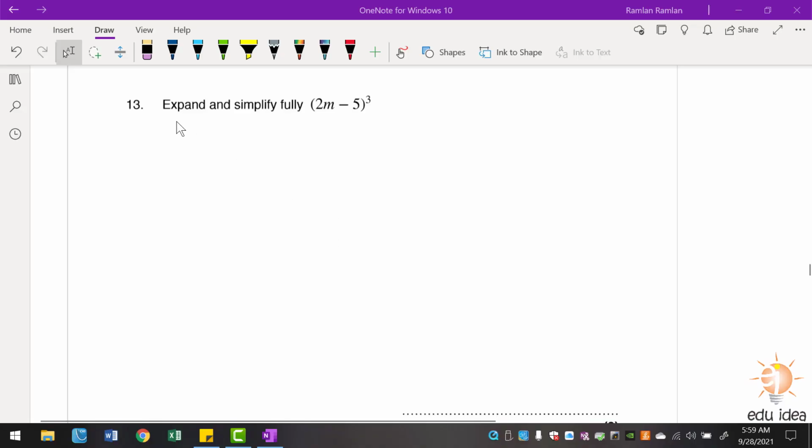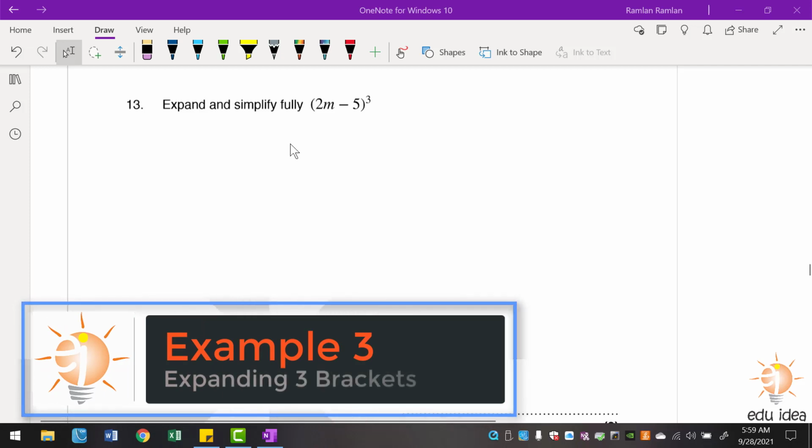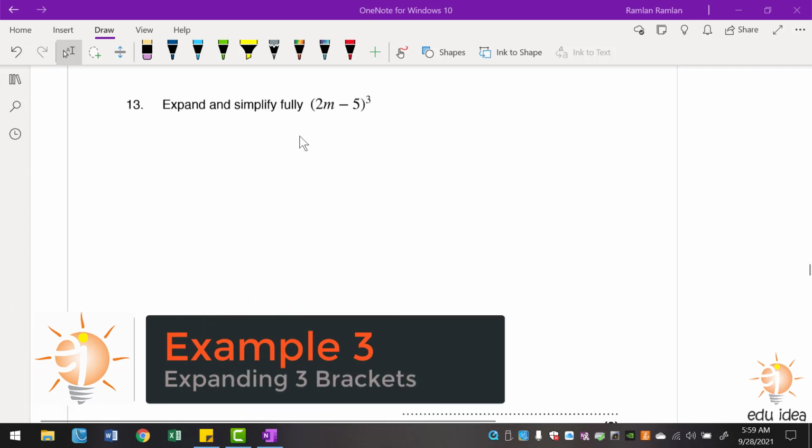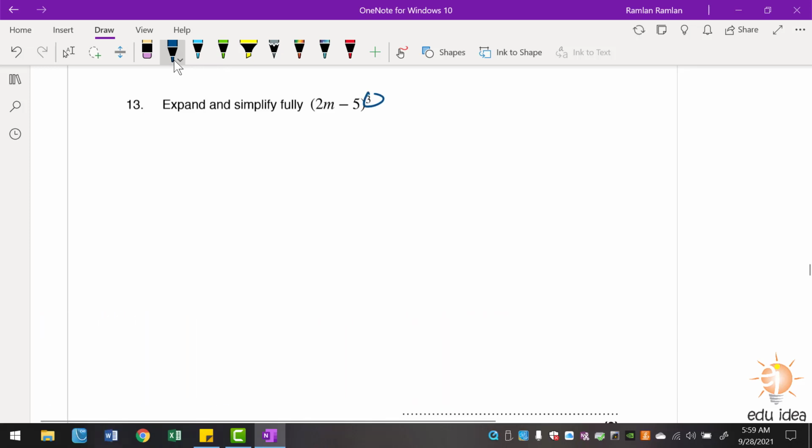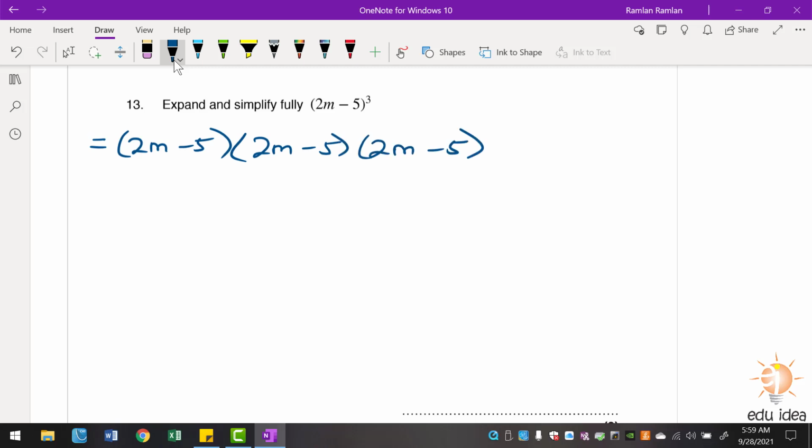Next example: expand and simplify fully (2m - 5) to the power of 3. As I previously said in the previous example, this guy here is the power, which means that we need to multiply this guy 3 times. So (2m - 5) to the power of 3 has the same meaning as (2m - 5) multiplied by (2m - 5), and multiplied by (2m - 5). So it's the same thing.